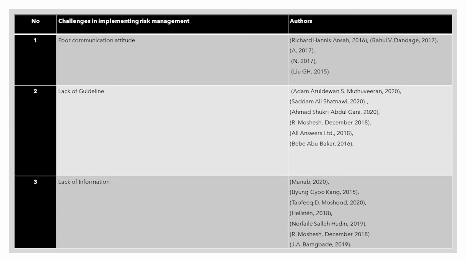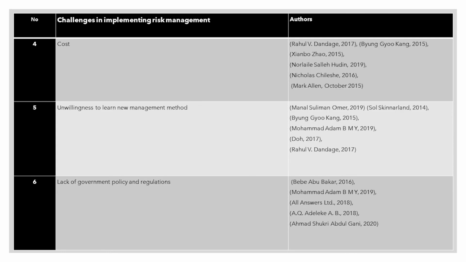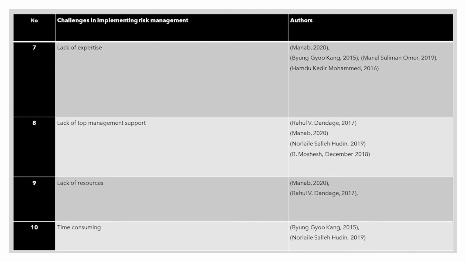The challenges in implementing risk management are analyzed through the literature reviews. The first one being the poor communication attitude among contractors. Then the next are lack of guidelines, lack of information, the cost of implementation, unwillingness to learn new management methods, lack of government policy and regulations, lack of expertise, lack of top management support, lack of resources, and time consuming.